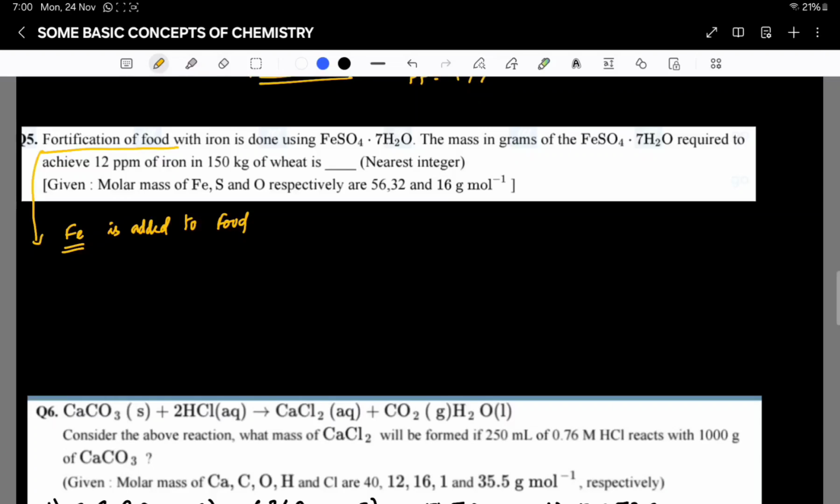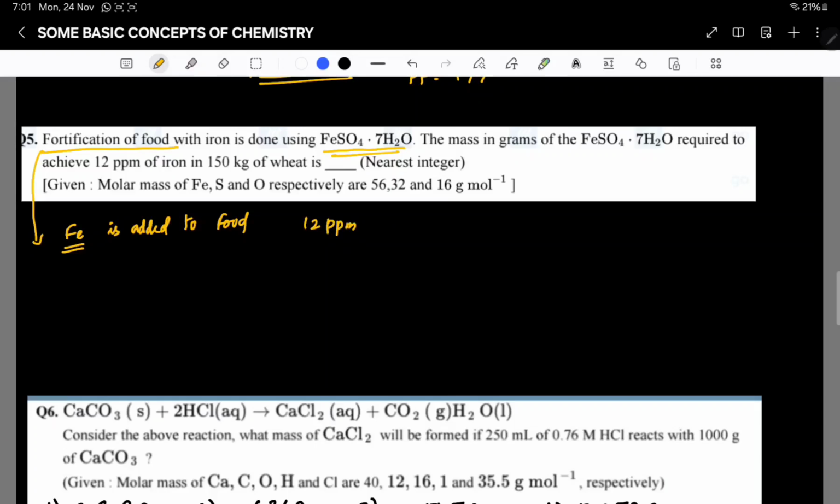Okay, right. So he is asking, student, what is the mass of FeSO4 in grams? He is asking, right? Okay, right, student. The given is 12 ppm of iron in 150 grams of wheat, right? Okay. So now look at it, student. So the meaning of 12 ppm.